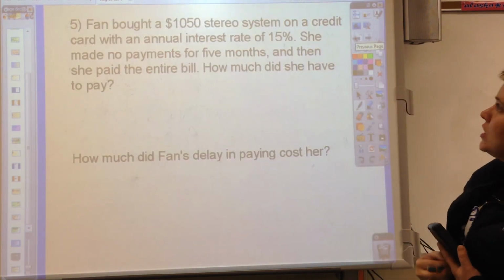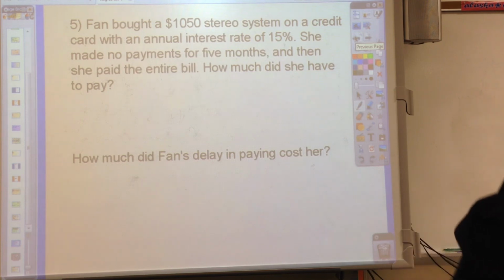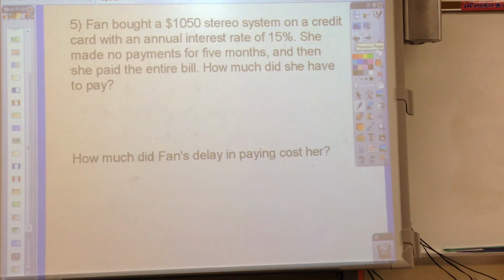Last one here. Fan bought a $1,050 stereo system on store credit with annual interest of 15%. She made no payments for 5 months, then she paid the entire bill. How much did she have to pay? How much did Fan's delay in paying cost her? We're going to go over both of these tomorrow in class, but I want you to think about them. First of all, how would the delay affect her? And the second thing I want you to think of is the fact that we didn't do any compound other than annual yet. So we only used our first equation so far, not the second one.